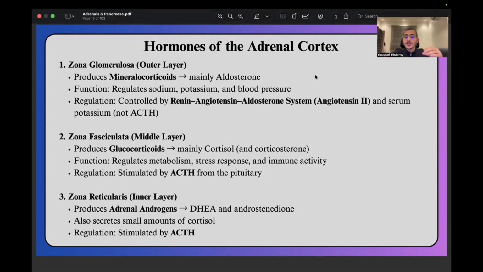How is the secretion of aldosterone regulated? It's regulated mainly by the renin-angiotensin-aldosterone system. Angiotensin 2 acts on the zona glomerulosa to produce aldosterone. And also sometimes when there is hyperkalemia, or increased potassium in our body, this would lead to the production of aldosterone in order to excrete the extra potassium. All right?